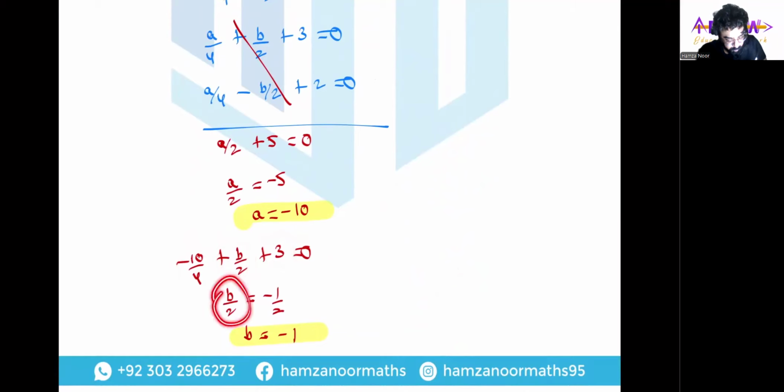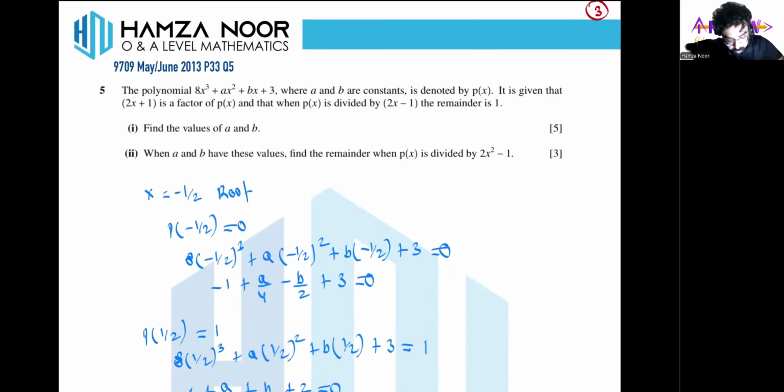Therefore, b over 2 is equal to minus half. 2 and 2 got cancelled out. Therefore, b is equal to minus 1. All right, so this was the solution of part 1.